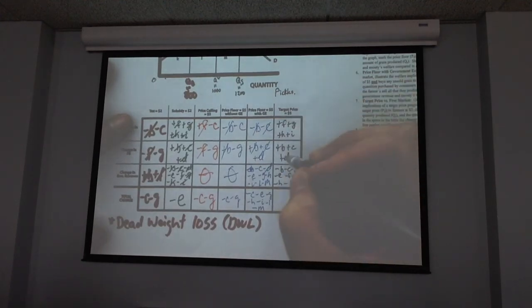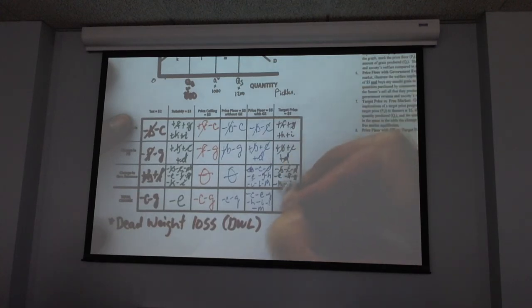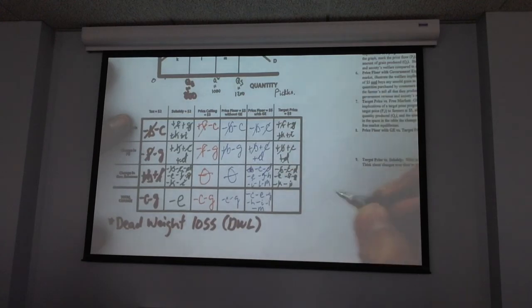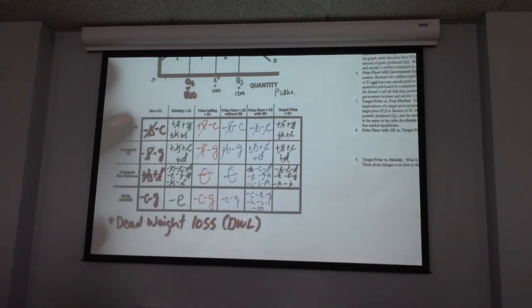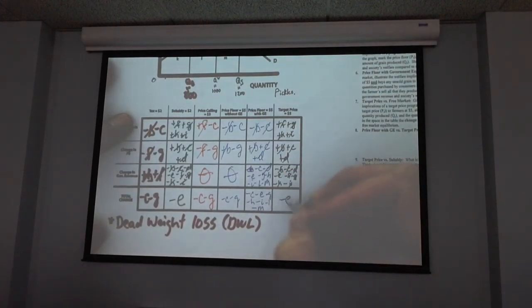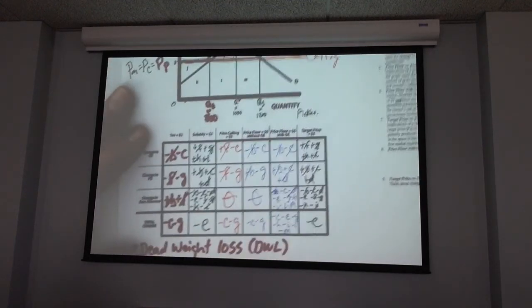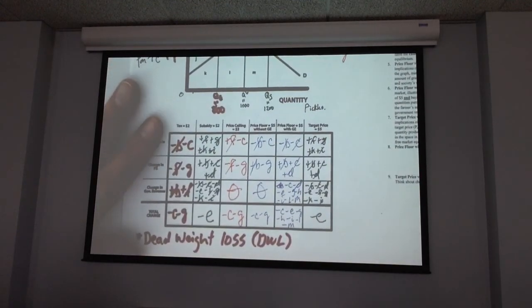Alright, now the fun part, add them all up here. Plus B, plus C, plus D, minus D, plus F, minus G, plus H, minus I, plus I. Add them all up and we get? Minus E. Ah, wasn't expecting that one.